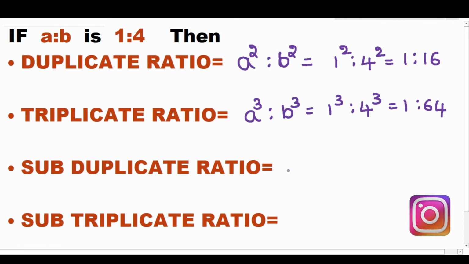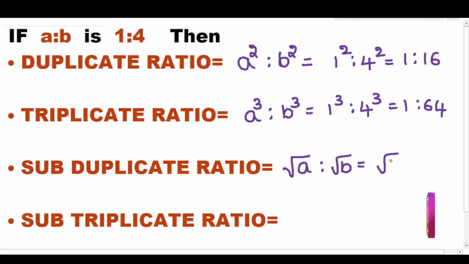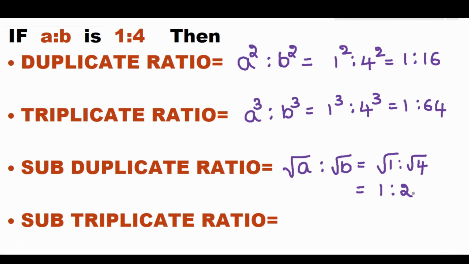Next is the subduplicate ratio. Subduplicate ratio is nothing but the square root of A is to square root of B. So we have root of 1 is to root of 4. On reducing this, we get 1 is to 2. So the subduplicate ratio of 1 is to 4 is 1 is to 2.